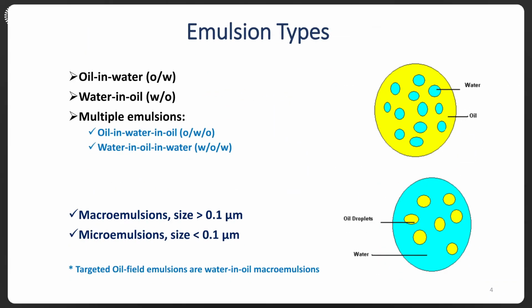The emulsion types are generally oil in water, where the oil is the internal phase, water in oil, where the water is the internal phase, and sometimes we have multiple emulsions, where oil in water in oil and water in oil in water. The macro emulsion has droplets of size more than 0.1 micrometer and the micro emulsion has droplets of size less than 0.1 micrometer.